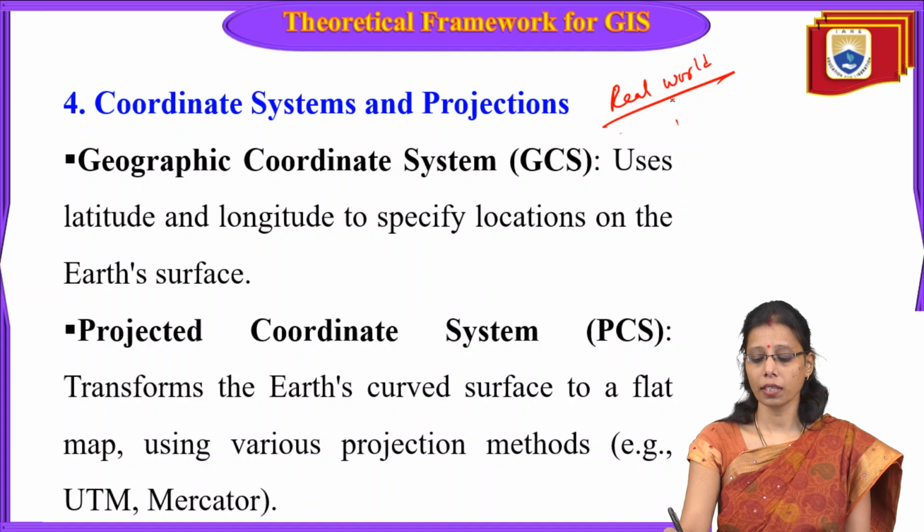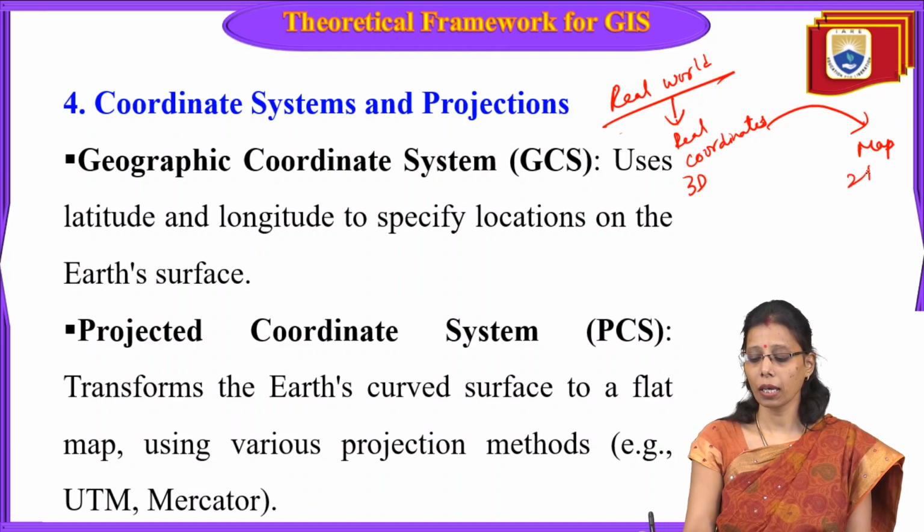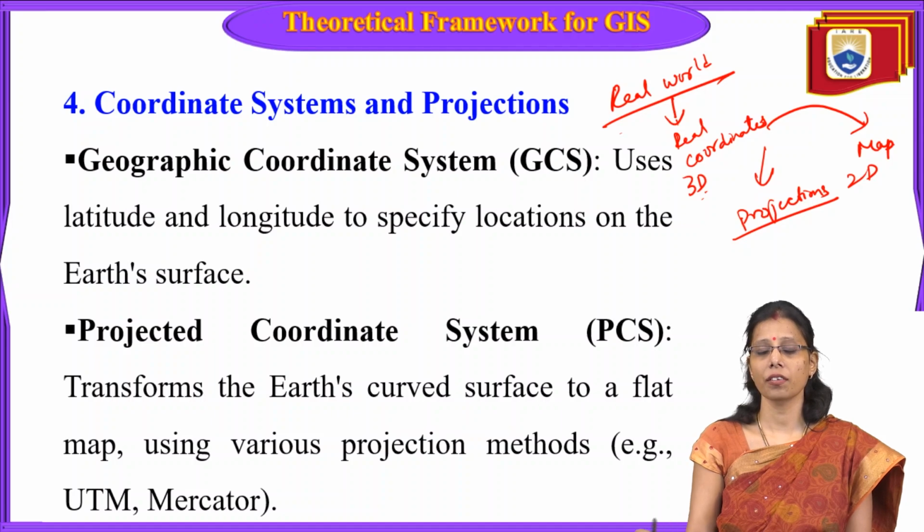So the real world has the real coordinates, and these real coordinates have to be assigned to the map. So how can we assign 3D to the 2D map? Through projections. These projections we will be discussing in the coming lectures. Through projections we can convert this 3D information to the 2D information. When you are converting this coordinate system to the map, that all comes under the transformation of the 3D information to the 2D information.